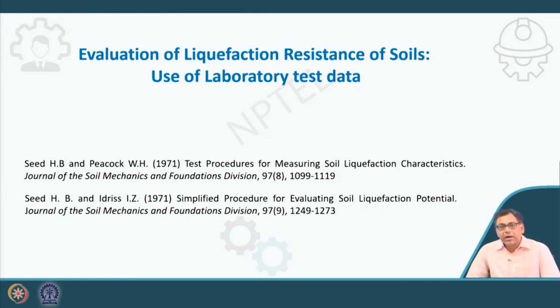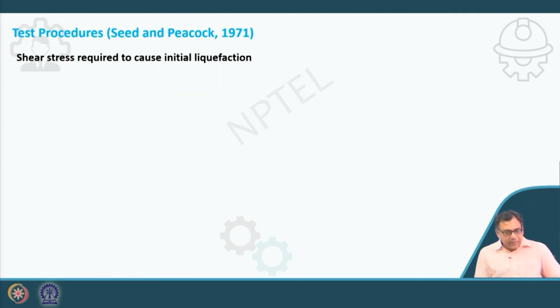So the procedures that I will discuss were developed by Seed and Peacock in 1971, and the Seed simplified procedure by Seed and Idriss, 1971. So in 1971, this procedure was developed. These are the two references, so you can collect these two papers or read them, and you will get more information from them. Now first I will discuss the test procedure, that is, Seed and Peacock.